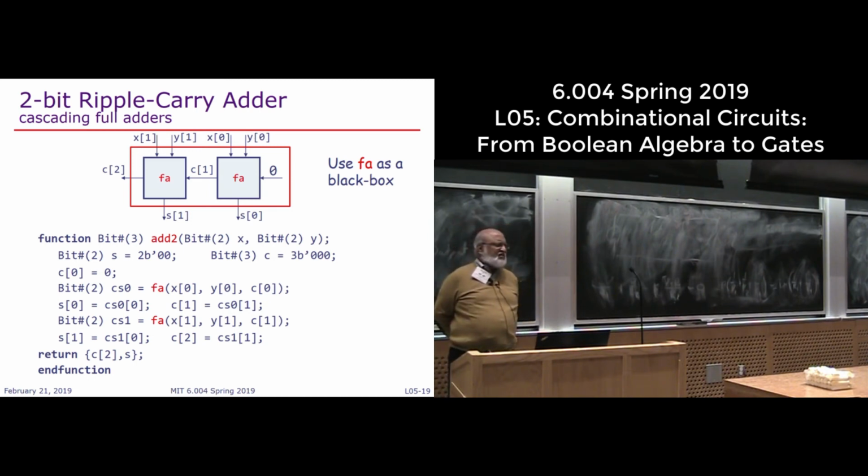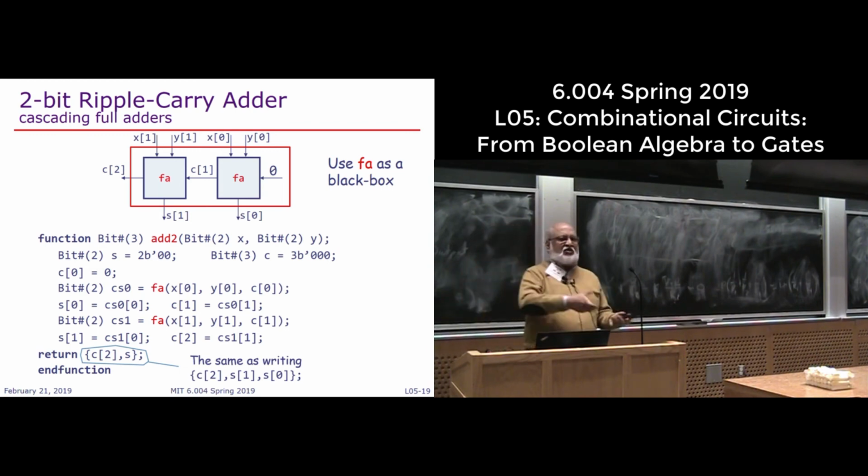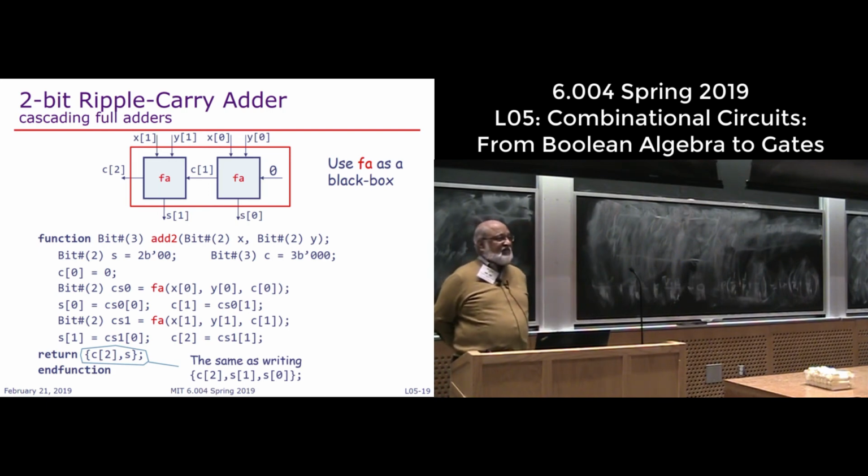How big is S? We had declared it to be 2 bits, right? So notice here that I could have written it explicitly. I could have said, oh, what I'm returning is C2, S1 and S0, because I have to return 3 bits. So this is all just convenience, right? That I know S is 2 bits, so I could have returned it like that. I can just return S, but if you return C, S, that will be wrong.